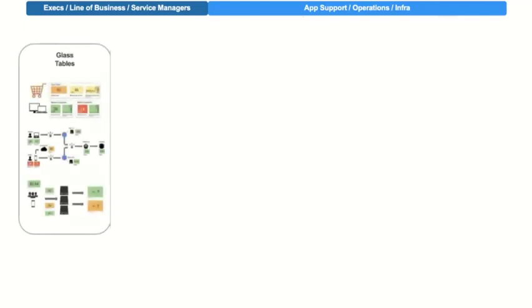As you are aware, there are two parts to any organization. First is the service manager and second is the infra one. You can say the first part is the line of business and the second is app support or operations. So the first feature or functionality of it is the glass table.